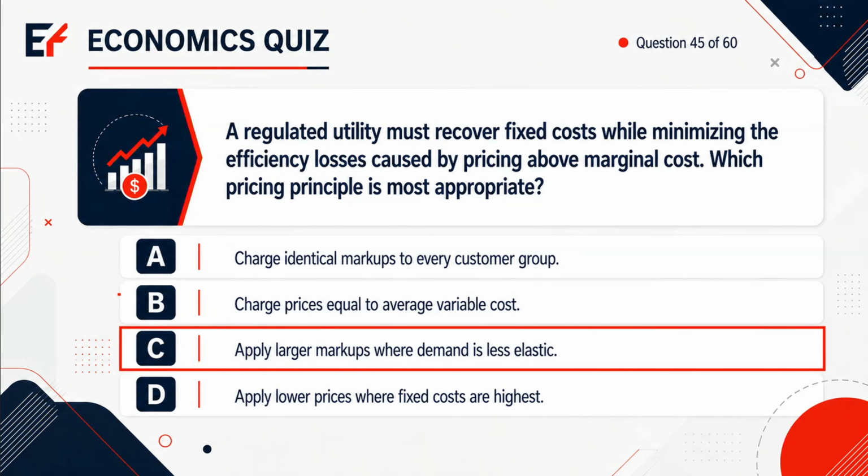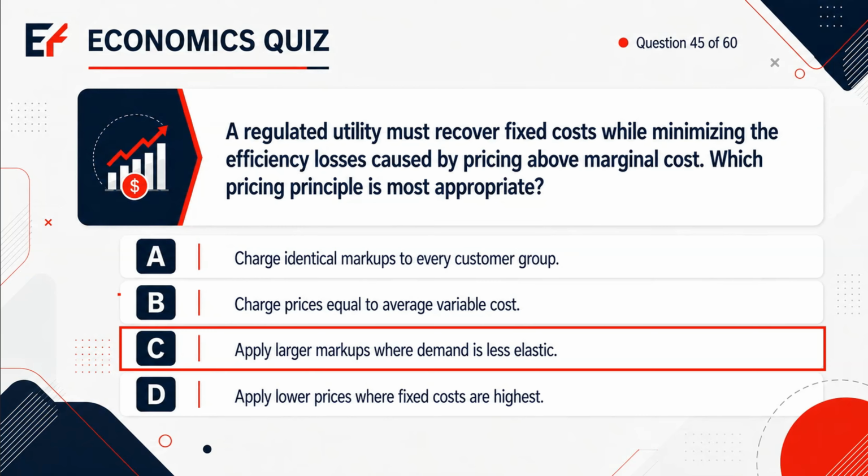Let's apply the pricing principle. Ramsey pricing is used when a regulated firm must recover fixed costs while reducing the efficiency loss caused by prices above marginal cost. It applies larger markups to customer groups with less elastic demand because their quantity demanded changes less when prices rise. This allows lower markups for customers who are more price sensitive.